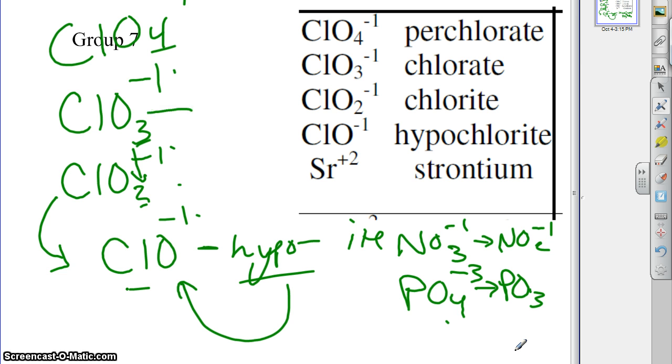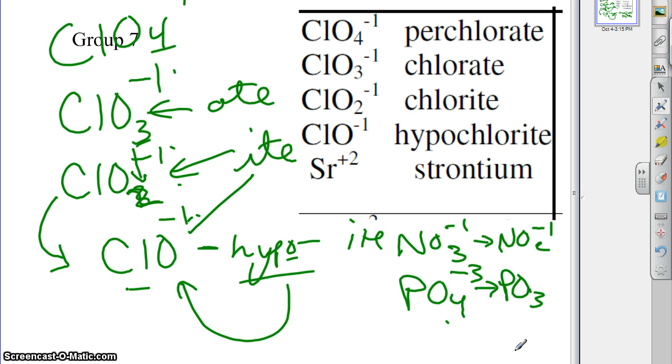So you have kind of a norm. Think of the ates as the normal, and then the ites are kind of deprived. You've lost one of your oxygens, gone from 3 to 2 in this case. And then the hypo means you've really been deprived. You've taken all but one of them away.